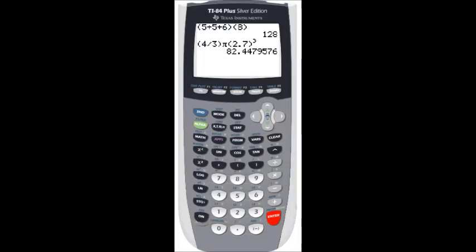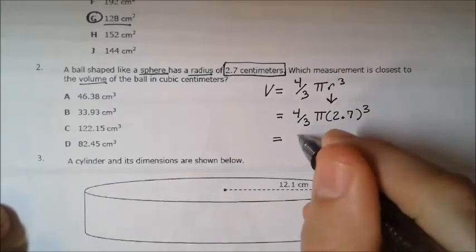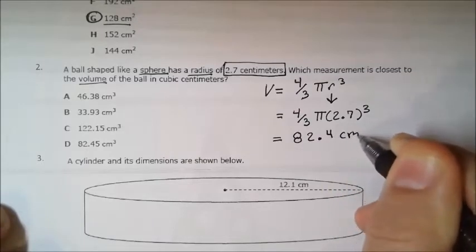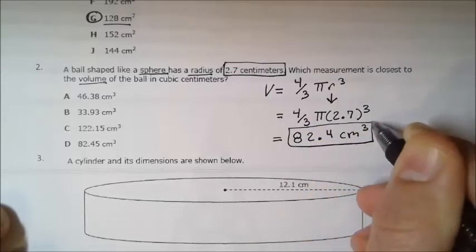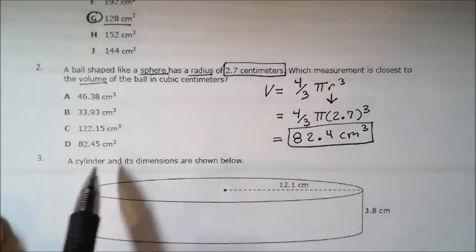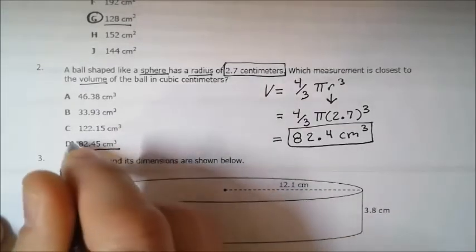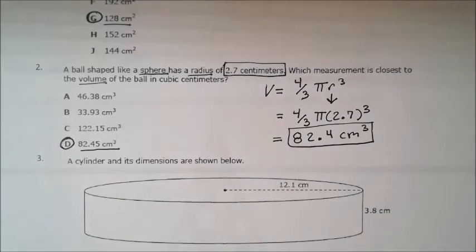So let's take that and document it on our paper. We're going to put 82.4 centimeters cubed, because remember, when we're dealing with volume, it's not squared, it's cubic units, because we're talking about how much fits inside. When we look at that, the closest answer to 82.4 centimeters cubed is D, and D is the correct answer. Go ahead and circle that. Make sure you have all the notes documented, and let's move on to the next question.